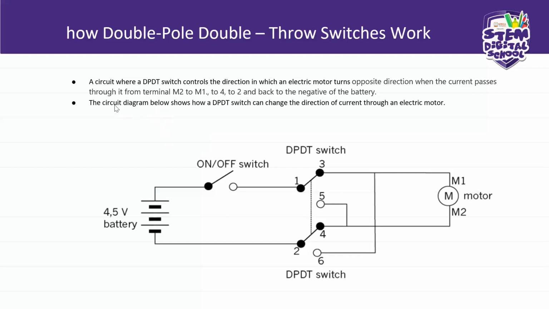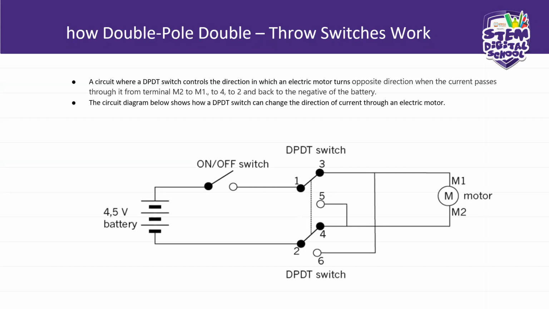The circuit diagram, a circuit where the double pole, double throw switch works. It's like this. An electric motor turns in the opposite direction when the current passes through it from terminal M2. Here is terminal M2, and then the current passes from terminal M2 to terminal M1. Here is terminal M1. So this is the motor. This is the graphic symbol for a motor in your circuit diagram.